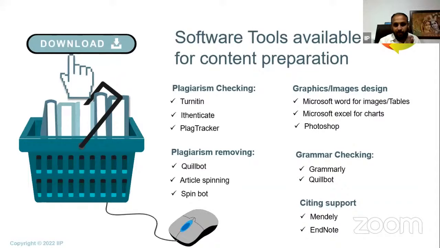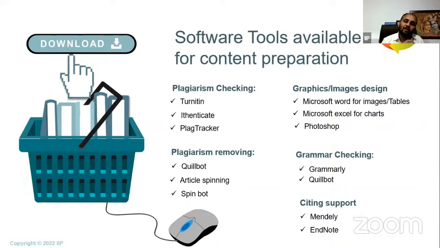Next, plagiarism removing. Till this slide, what we discussed is how to avoid plagiarism, how to cite the content, and how to check the copyright information. There is also a tool support for removing plagiarism, that is Quillbot. This also you can get as an individual license. It is a paid version, and for limited usage, it is freely available. Please make note of these tools, that is Quillbot and article spinning, Spinbot.